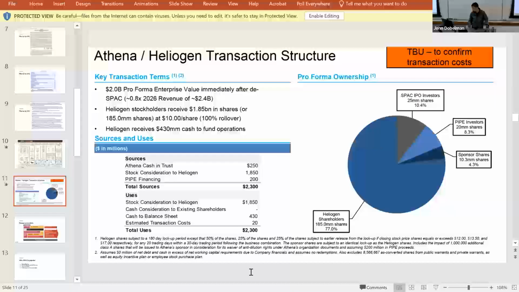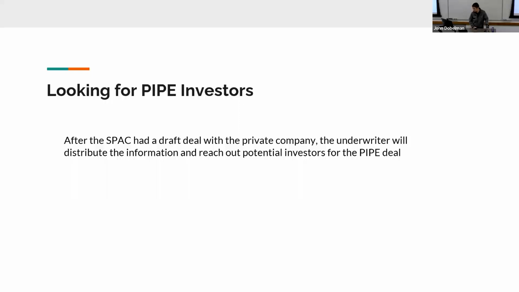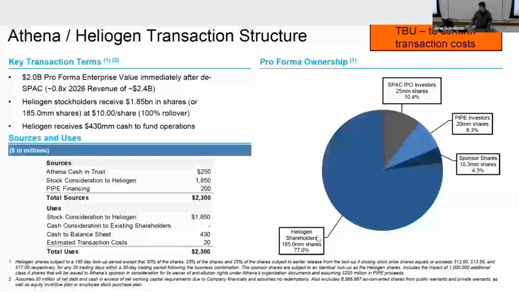Okay, let's move back to how the SPAC's structure looks like. The transaction structure. So after they get a public investment done, we have participated in this public deal called the Athena Hydrogen transaction.